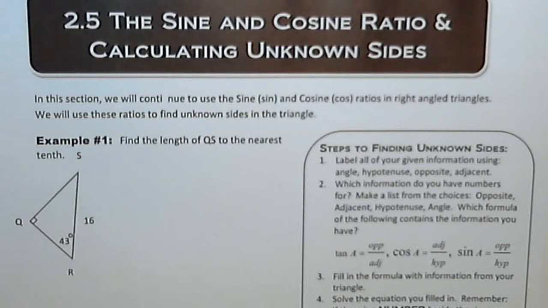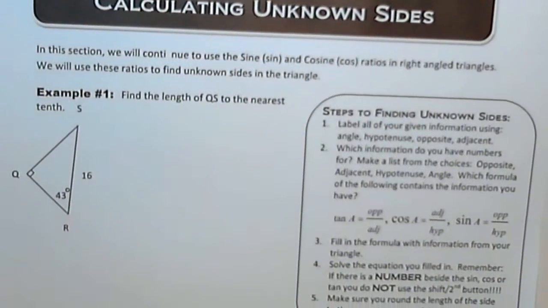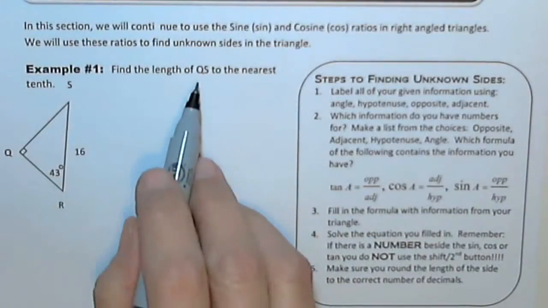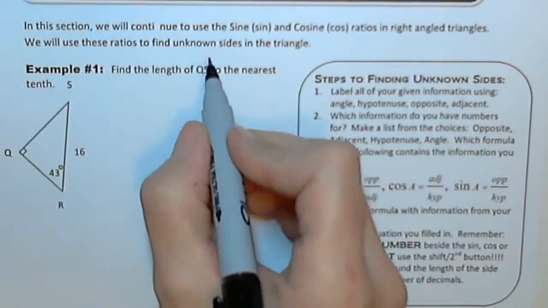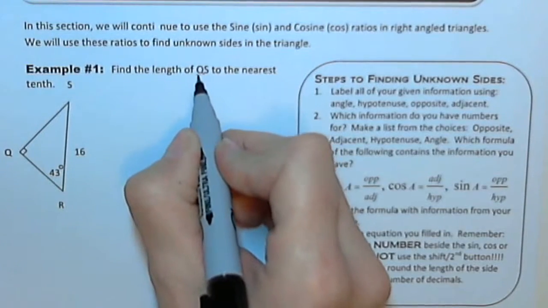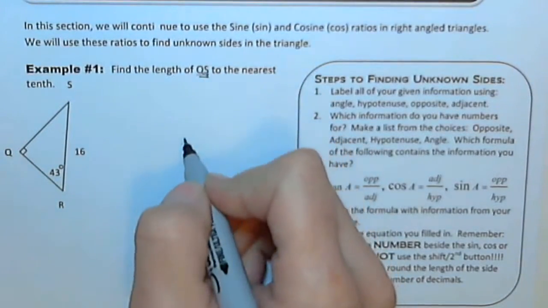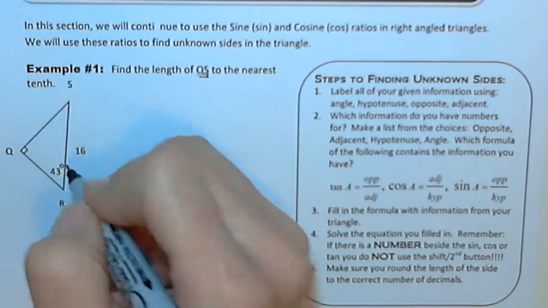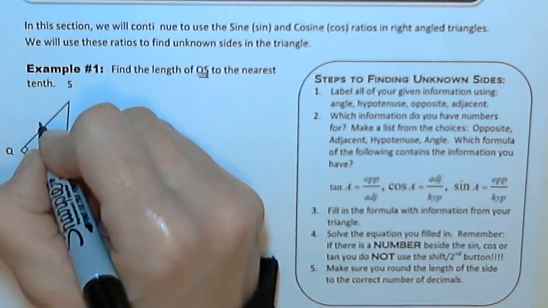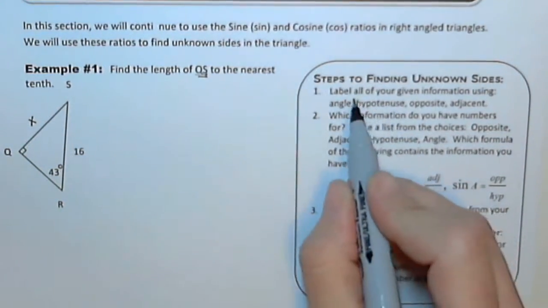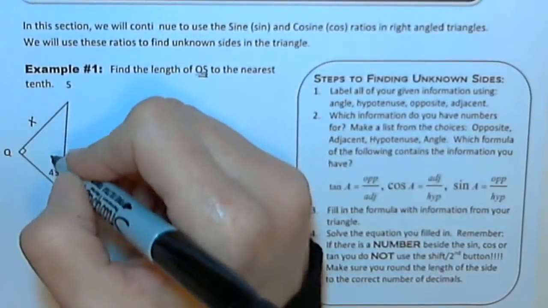In this section, we're going to use the sine and cosine ratio to calculate unknown sides. So, in the first example, which has some steps to help you on the side, find the length of QS to the nearest tenth. First of all, QS means the line that's between the point found at Q and the point found at S, which is right here. And I sometimes like to just put a little X there because that's the guy we're looking for.